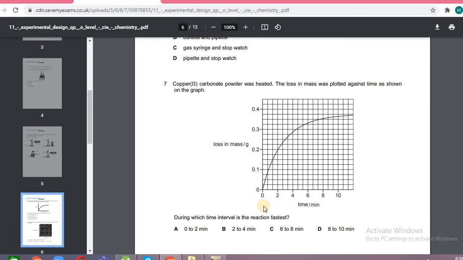In question number 7, they have given us a graph and are asking during which time interval the reaction is fastest. From the rate of reaction, we know that as the reaction starts, it is the fastest. As it proceeds, it slows down and then gradually it stops. So, just knowing this information, we know that the reaction is fastest in the first few minutes. So, alpha is the correct answer.